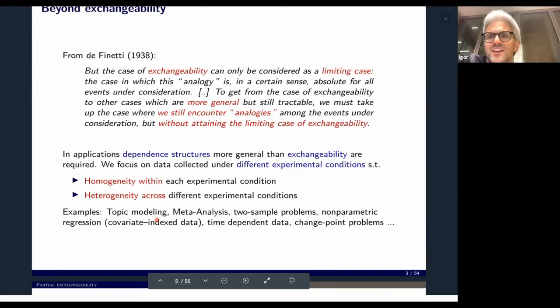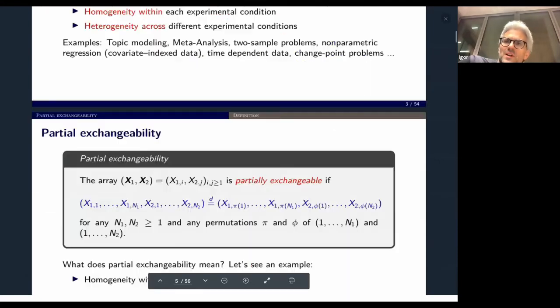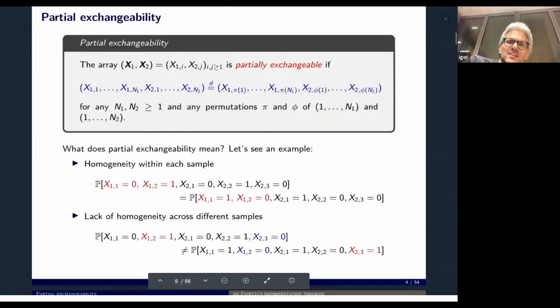Obviously, topic modeling is a very popular one, especially in machine learning. More classical in statistics, the two-sample problems, non-parametric regression, in particular covariate-indexed data, time-dependent data, change point problems. I mean, partial exchangeability is really a nice and general framework to work with. Okay, and so let me introduce formally now what partial exchangeability is. So partial exchangeability, as I said: homogeneity within, heterogeneity across, but still dependence.